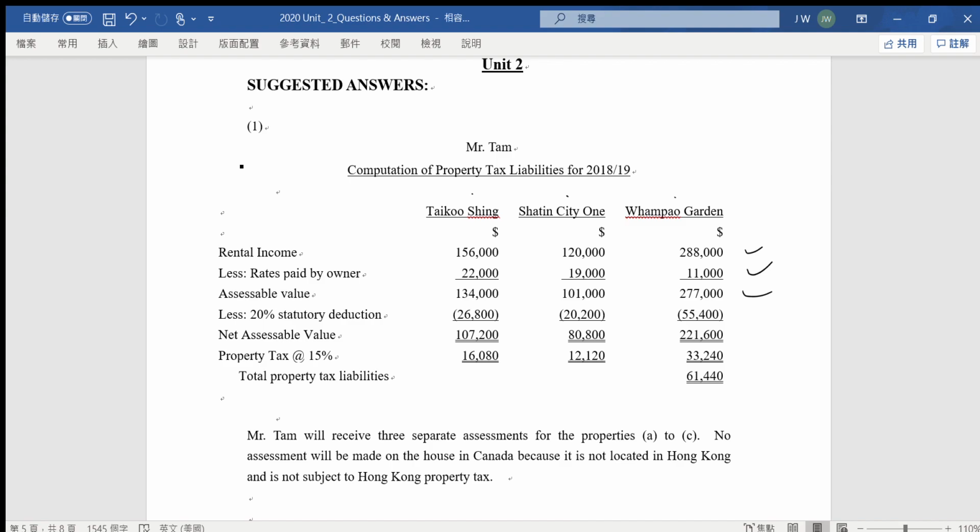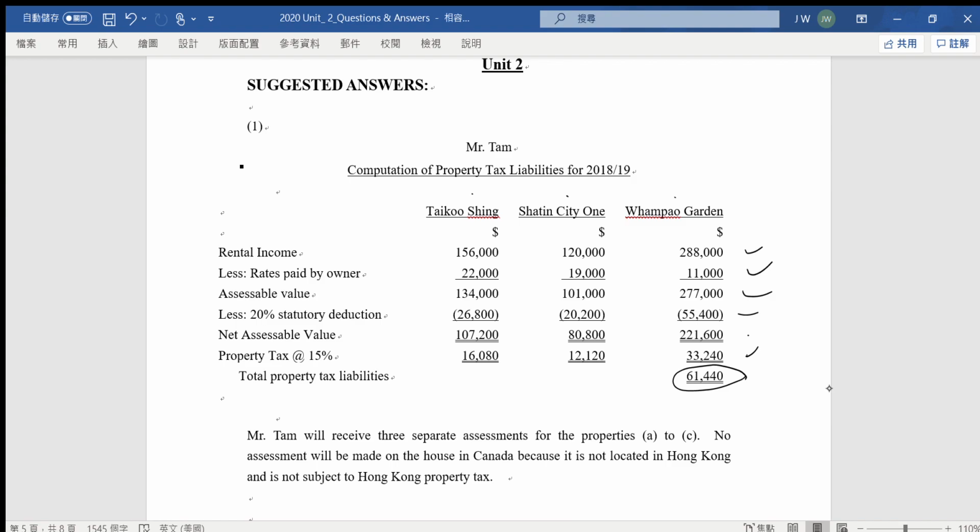Okay, what the owner can deduct are the 2 things that I have emphasized, that is the rates paid by the owner and also the 20% statutory deduction. That's why we will deduct the 20% statutory deduction. And then we will work out the net assessable value, and we will multiply by the standard rate 15%. Then we can work out each of the property tax liabilities, and then we can work out the total. Finally, the total amount is $61,440.